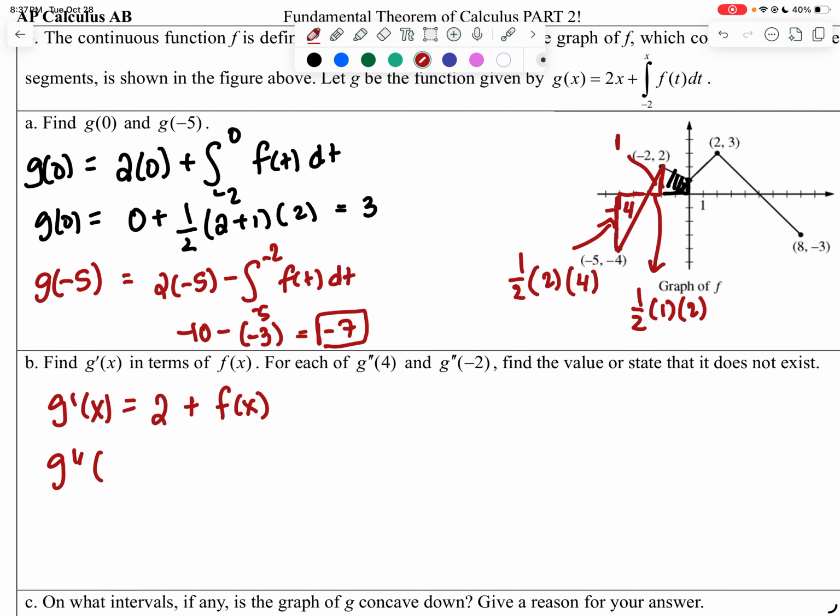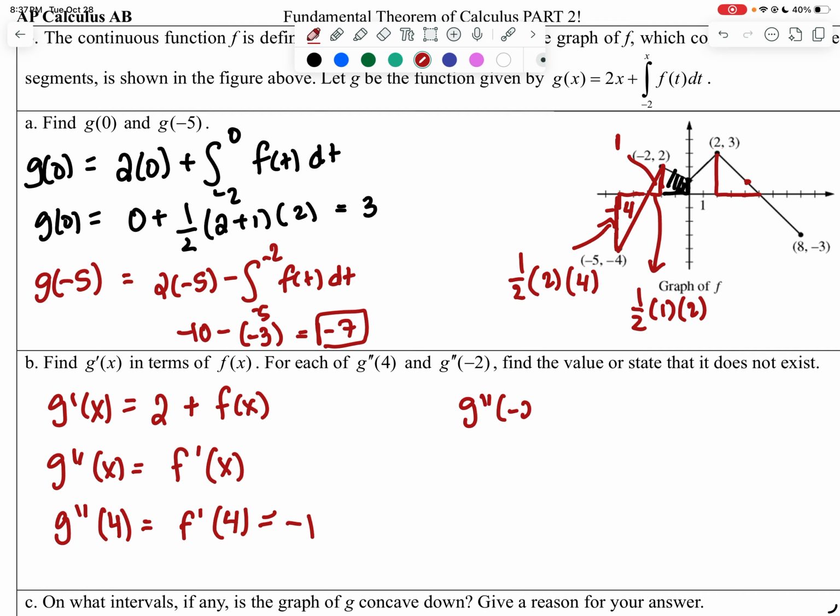But anyways, you also want to find g double prime of 4 and g double prime of -2. So we got to take the second derivative here, which gives us f prime of x. So then that gives me g double prime of 4 being f prime of 4. Now 4 here, 1, 2, 3, 4, is just the slope of this lovely line right here. And the slope of that lovely line, let's see, we could go down 3, right 3, which gives us a slope of -1.